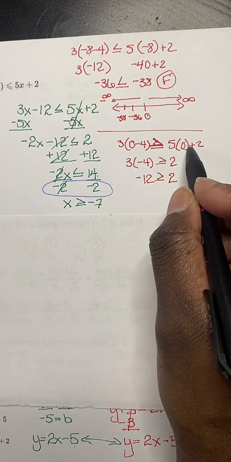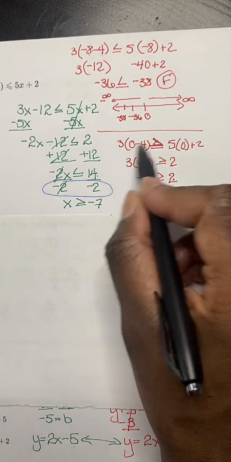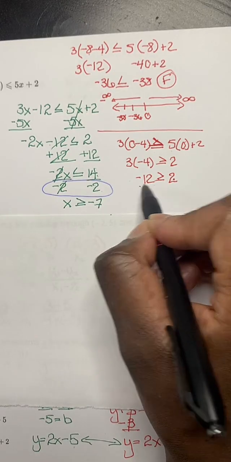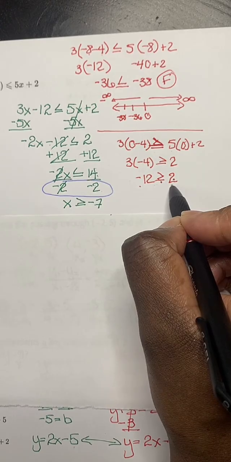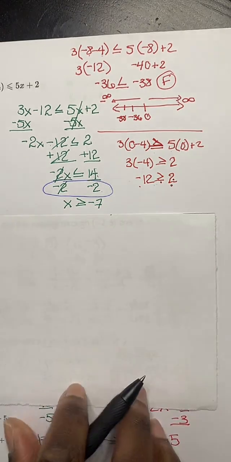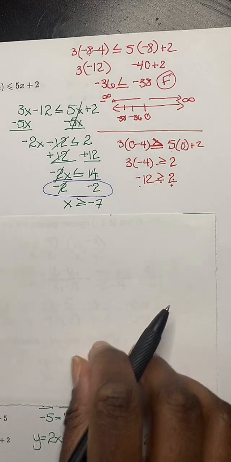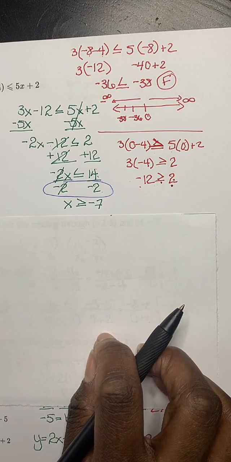So it can't be 0. Yes, it can. Because it's 0. It's 2. What did I do wrong, guys? Because I've been doing math all day. Negative 12 is not greater than or equal to 2. That's a false statement. What did I do wrong? I did flip. That's probably why. Negative 12 is not greater than a positive 2.